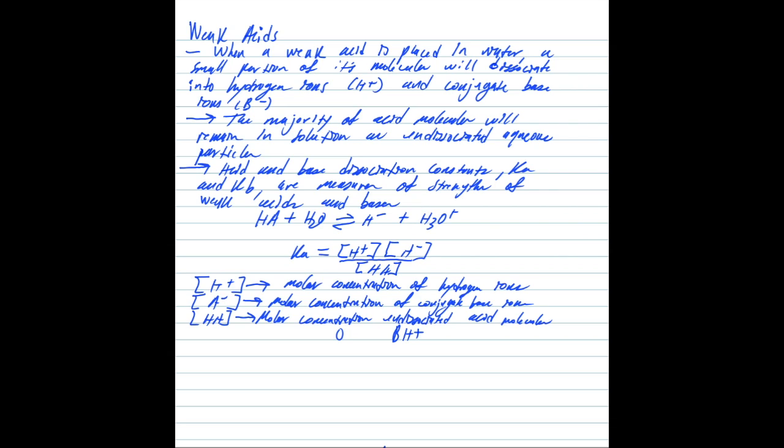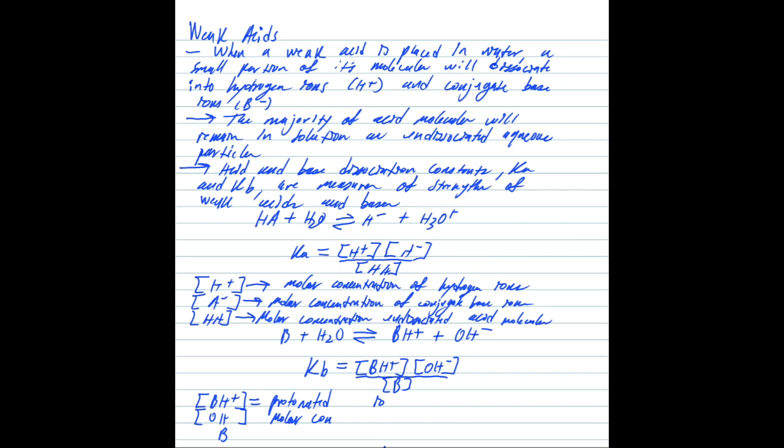Now for Kb, the base dissociation constant, we have the chemical reaction B plus H2O, reversible, so we've got arrows going back and forth, to BH plus OH minus. BH plus in brackets refers to the protonated base ion concentration, OH minus in brackets is the molar concentration of the hydroxide ions, and B in brackets refers to the unprotonated base ion concentration. And all the concentrations are measured in moles per liter.